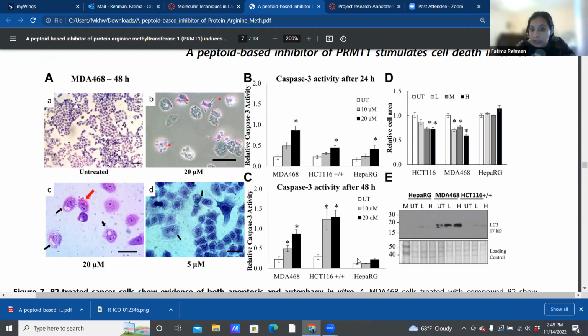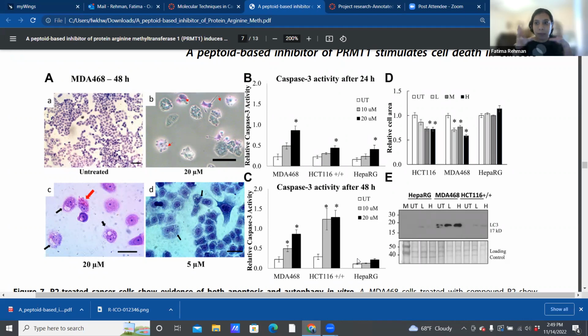It increased with dose in MDA. Did it increase in HCT as well? A little later maybe, but it has really high activity at 48 hours, no? Yes, so both MDA and HCT show a robust increase in caspase-3, which would indicate that they are dying from apoptosis. Good job.